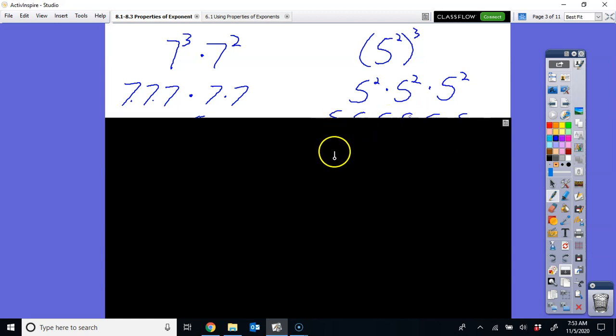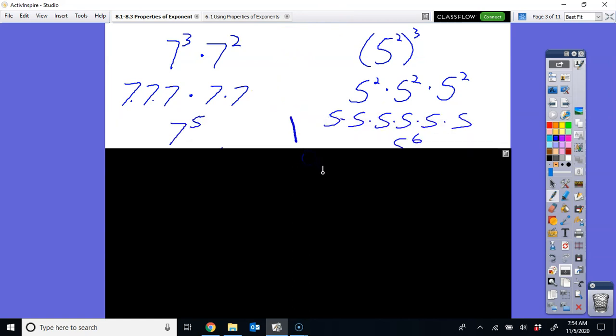So let me see if I can get this thing to slide down here. Oh, there we go. Notice there are 5 of these now. And so 7 cubed times 7 squared actually simplifies down to 7 to the fifth power. Notice what happened is it's really taken 3 of them and 2 of them and adding them up, because there would be 5 sevens multiplied together now.